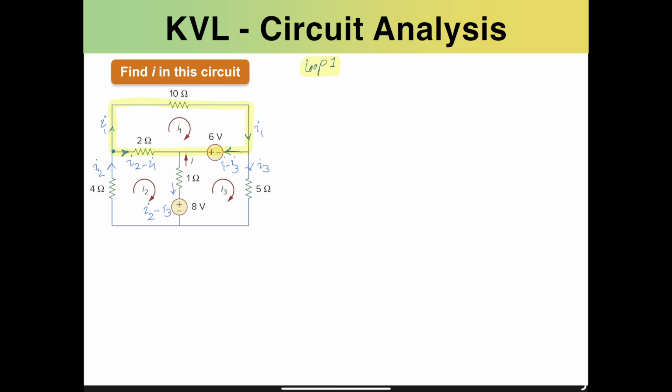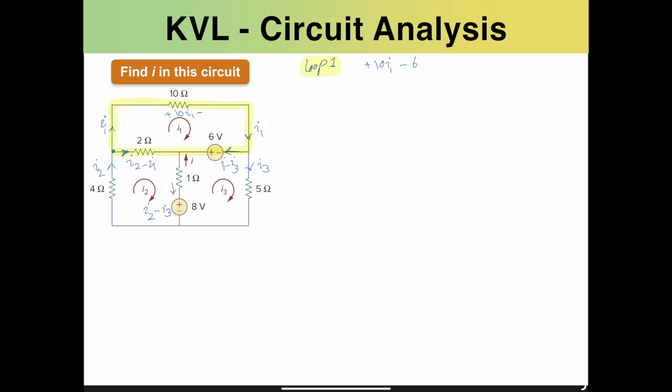This 10 ohms, the voltage drop across that is going to be simply, with respect to Ohm's law, 10 multiplied by I1. And since this is in the direction of the current flow, we enter from the positive terminal of that voltage drop. So it essentially would be 10 I1, as you can see here. So starting with 10 I1, moving forward, we have this 6 volts, but when we enter from the negative terminal, we need to consider minus 6.